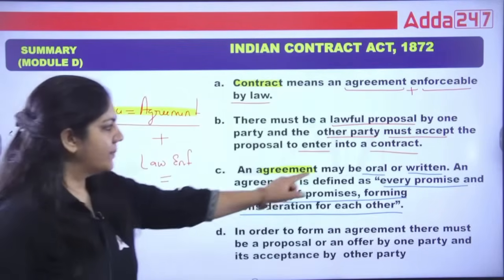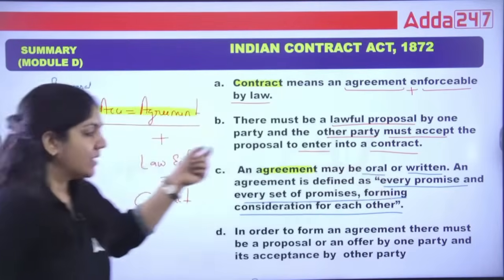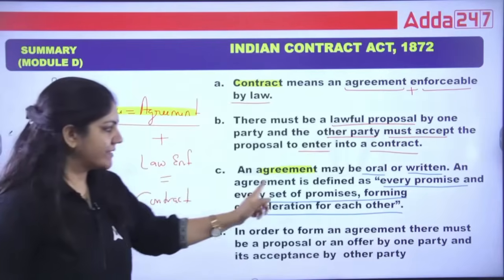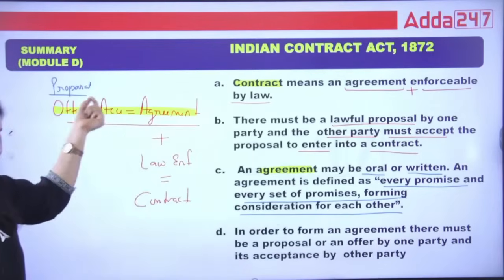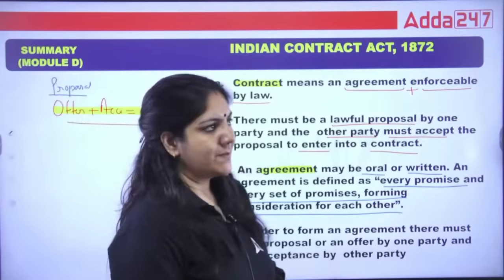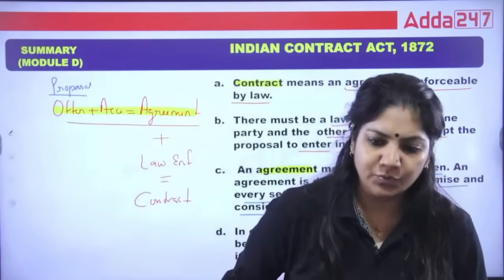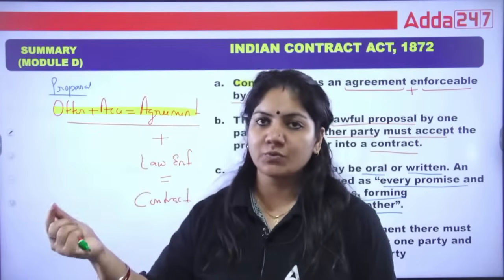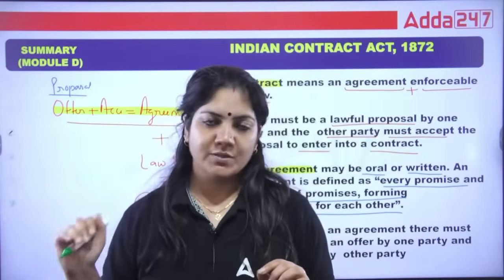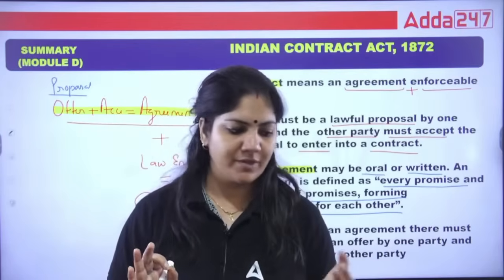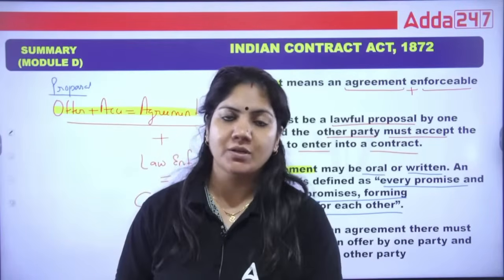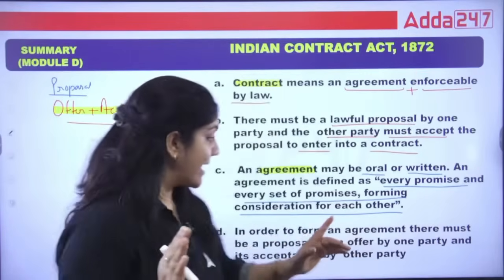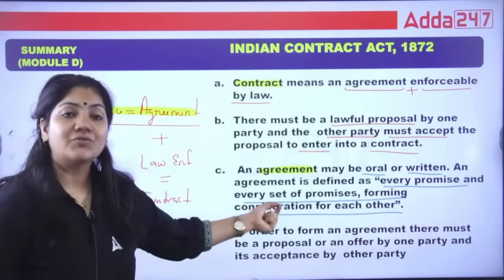So it is the promise, every promise. Suppose the offerer is making a promise, and in every set of promises, the acceptor is also making promises. Suppose I want to watch a movie in the movie theater, so I am offering that I want to watch a movie. The movie theater boy says, okay Nikita ma'am, you can watch the movie, but you have to deposit 1,000 rupees for the ticket. So one person is promising, another person is also promising, and we are making the consideration.